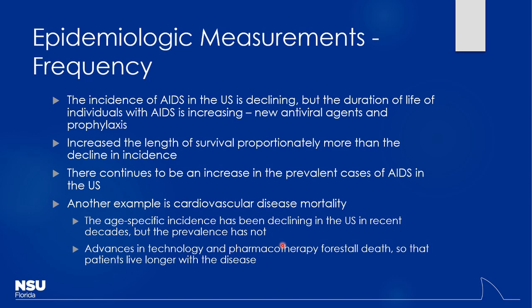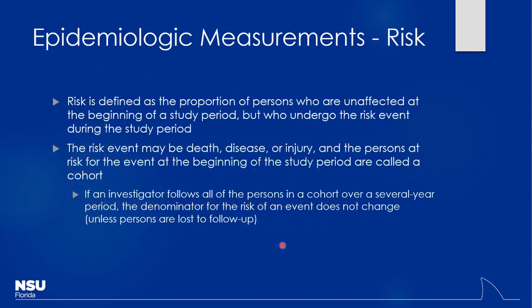We have better treatment. We're giving them beta blockers and ACE inhibitors and all kinds of things like that. We have better access to percutaneous coronary interventions, and we have better ways to keep these patients alive for longer because we're forestalling death. So even though the number of incident cases may be going down, people are living a lot longer in the disease state. So another factor we're going to be looking at is risk. And what is risk?